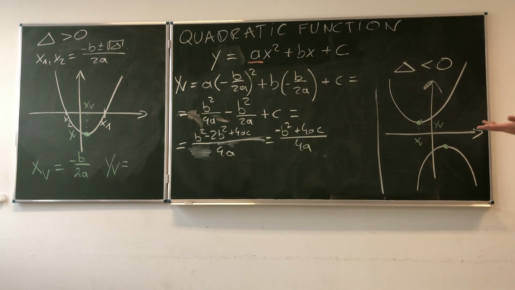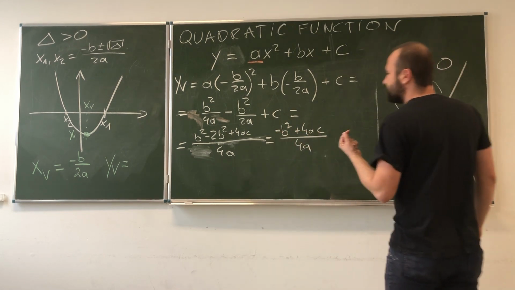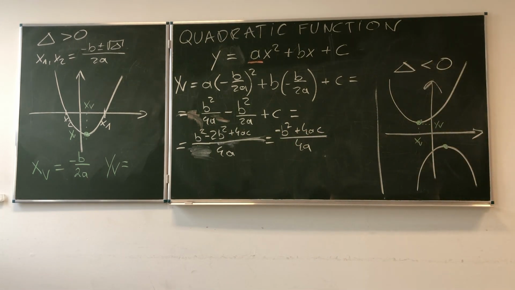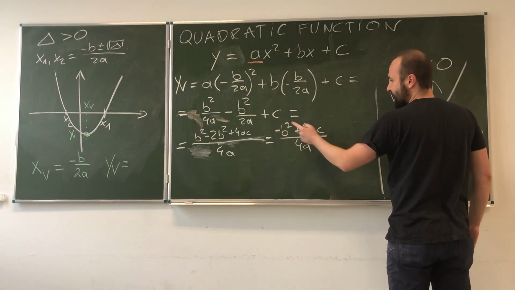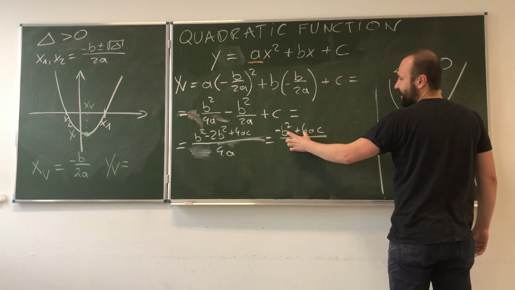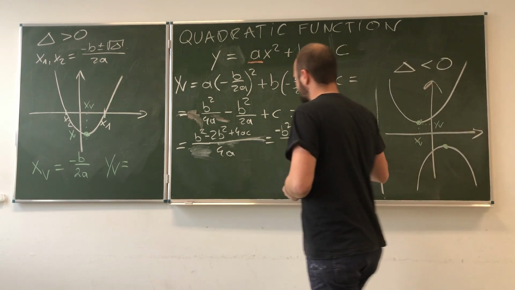Now, what should I do next? Maybe we can already know this. Have we seen this somewhere? This is almost the formula for delta, but it has minus where it shouldn't and plus where it shouldn't. So I can take the minus out of the whole expression.